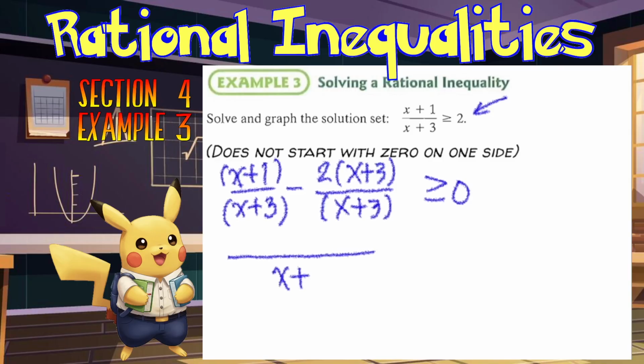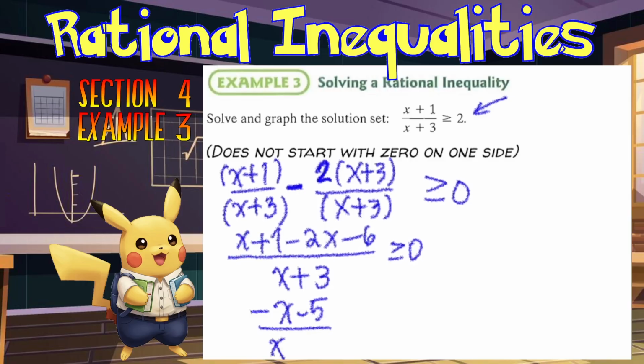My common denominator, x plus 3, I have one of them on bottom. It doesn't turn to 0, God forbid. Do not do that. X plus 1 on top, distribute please the negative or the minus and the 2. Minus 2x and minus 6 greater than or equal to 0. Combining like terms on top, and we have negative x minus 5 in the numerator, and we have x plus 3 in the denominator greater than or equal to 0.